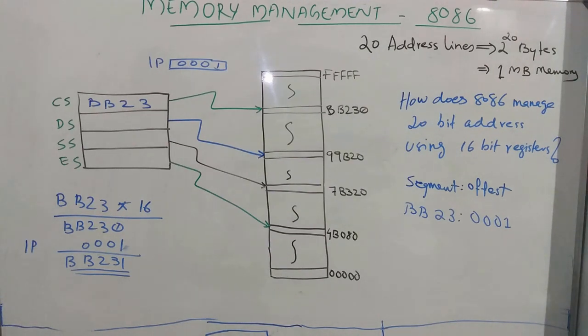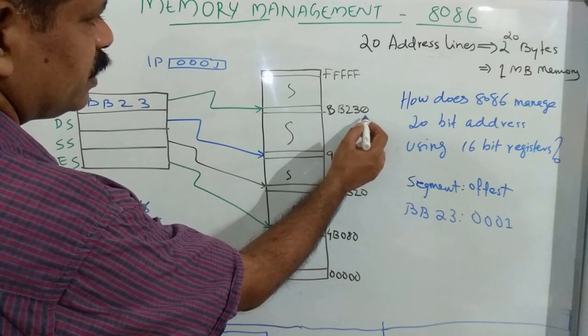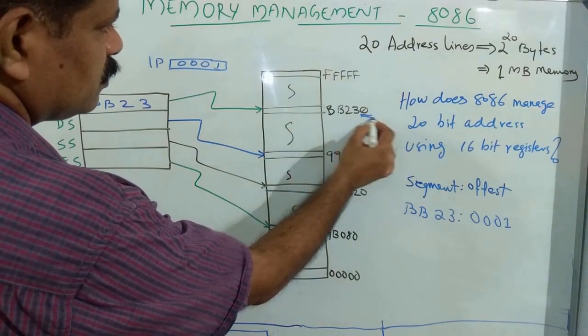A segment always starts at a memory location where the lowest nibble is 0.